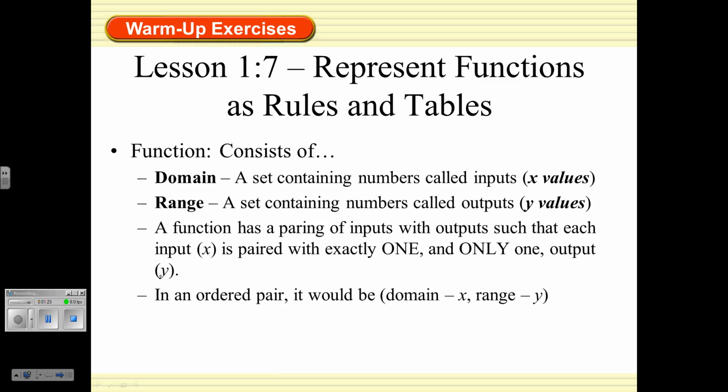Now, this is not in your notes, and we will talk more about this later. But if you put an x into a function or into an equation and it generates two different y answers, it is not a function. Okay? And we'll explain that in a minute. I have a very simple way for you to identify that. In an ordered pair, it would be domain and range. So your domain looks like this: the x, y, just like an ordered pair when you graph. Your x is considered your domain value. Your y is considered your range value in that ordered pair.